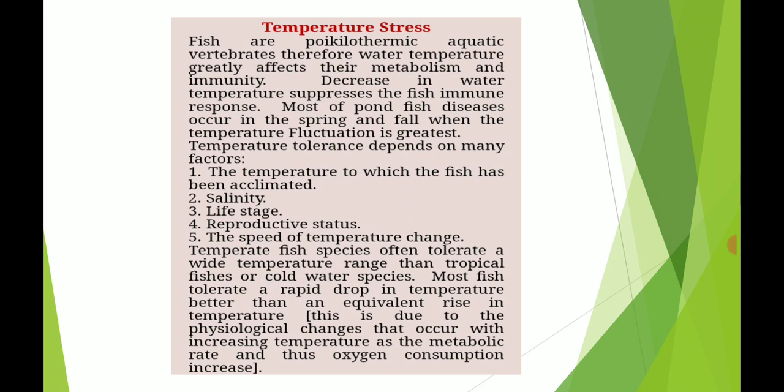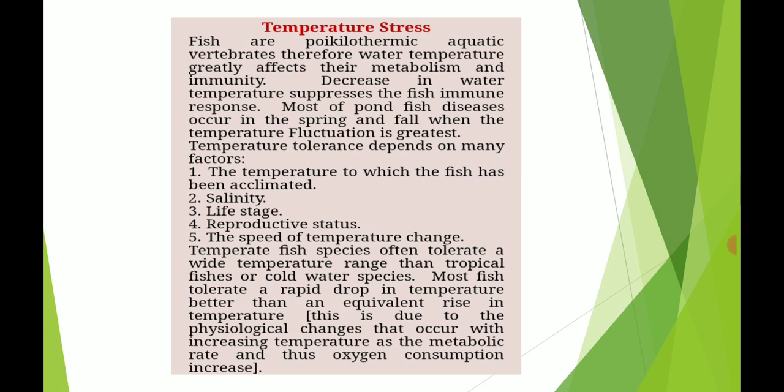As we know, temperature affects aquatic organisms, and in aquatic vertebrates temperature has the most important role. Most pond fish diseases occur in the spring and the fall when the temperature fluctuation is greatest. Temperature tolerance depends on many factors. These are the factors: the temperature to which the fish has been acclimated, salinity, life stage, reproductive status, and the speed of temperature change.